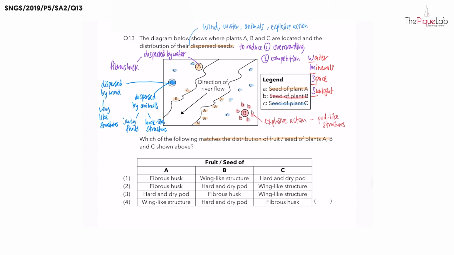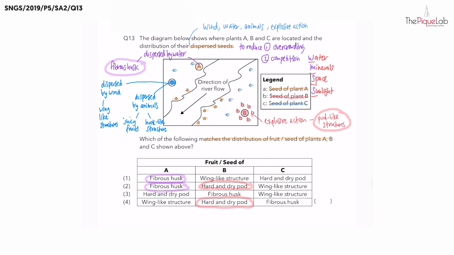Now we're ready to match the special features of each fruit based on their dispersal pattern. We have already established that fruit A should have fibrous husk. That gives us option 1 and option 2. Based on the dispersal pattern of B, we know that B should have pod-like structures. That gives us option number 2 and option number 4.